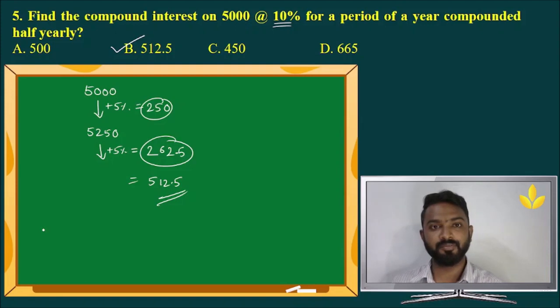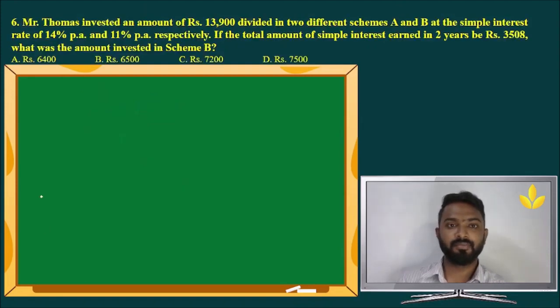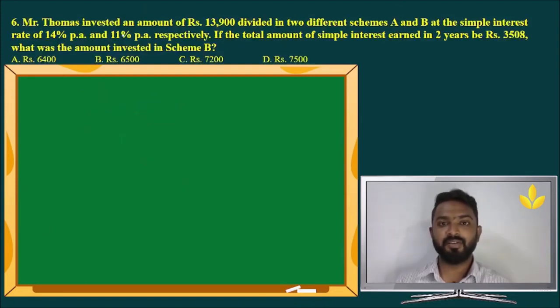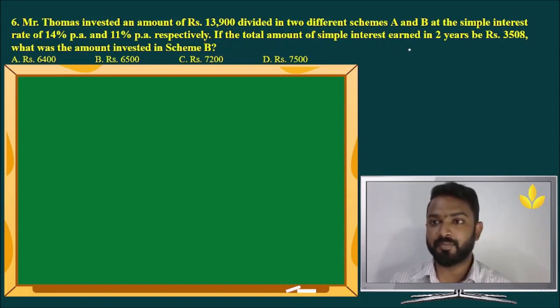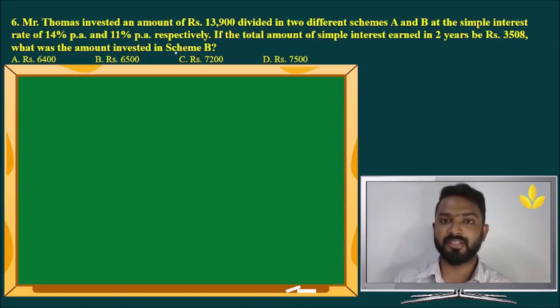Let's move on. Mr. Thomas invested an amount of 13,900 divided in two different schemes, A and B, at the simple interest rate of this and this respectively. Total amount of simple interest earned in 2 years is this much. What was the amount invested in scheme B?